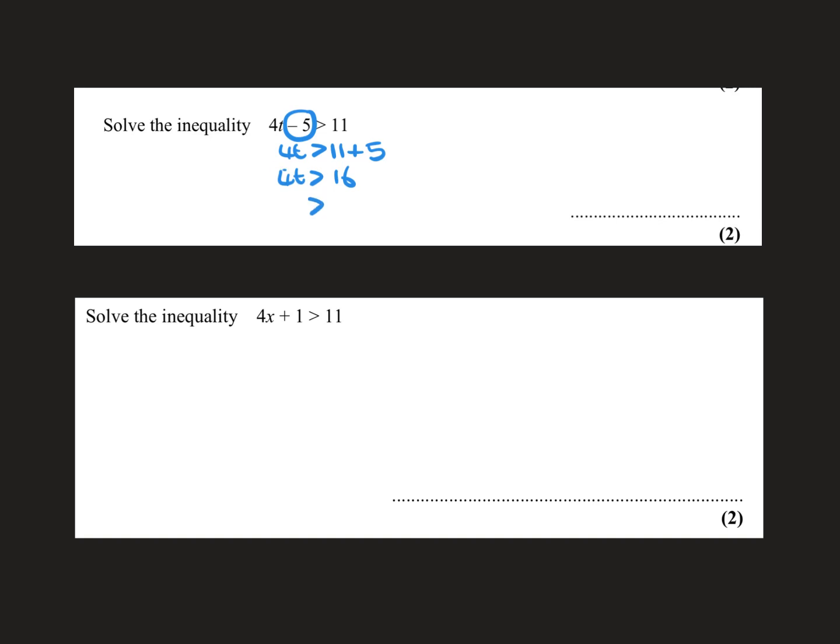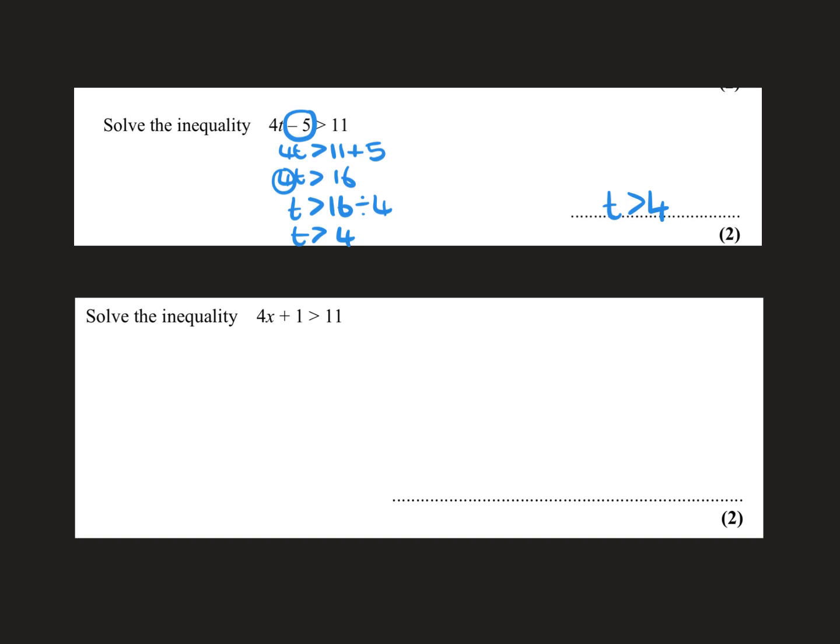Now I'm going to bring my 4 over, getting t on its own, and that's a multiply. So when I bring it over, it's going to become divide. So it's 16 divided by 4, which means that t is greater than 4. And on the answer line, make sure you write t is greater than 4, and don't revert back to t equals 4. So t is greater than 4.